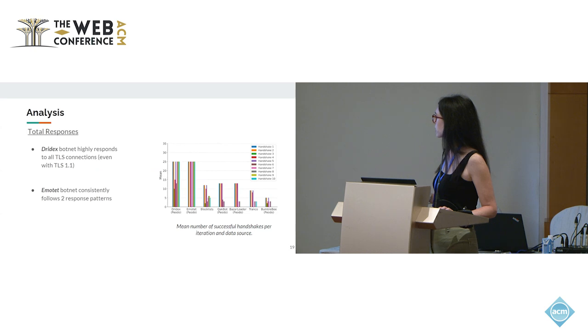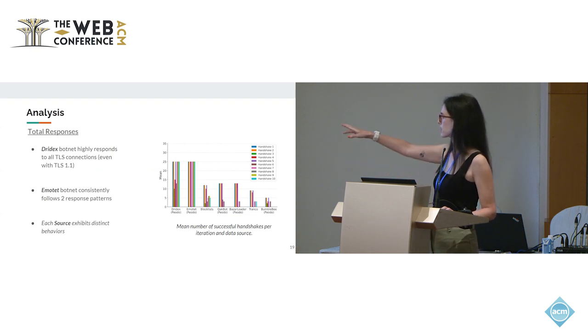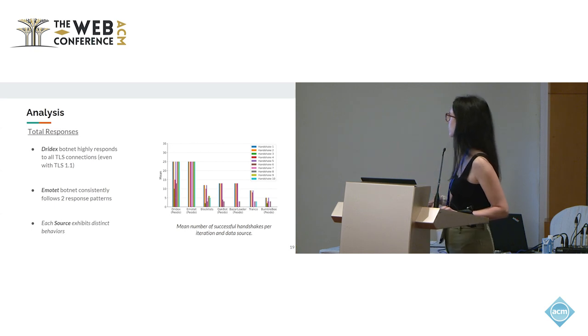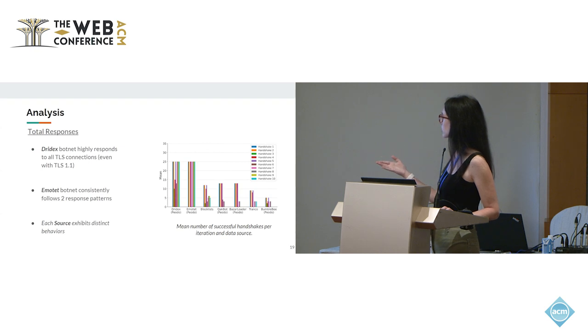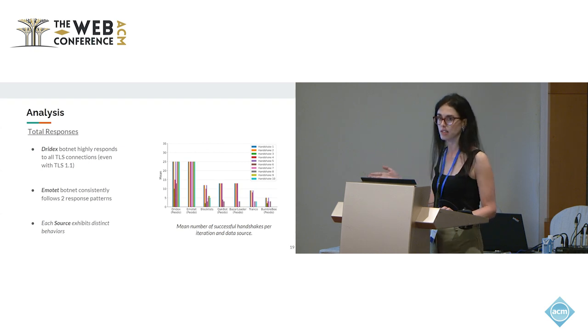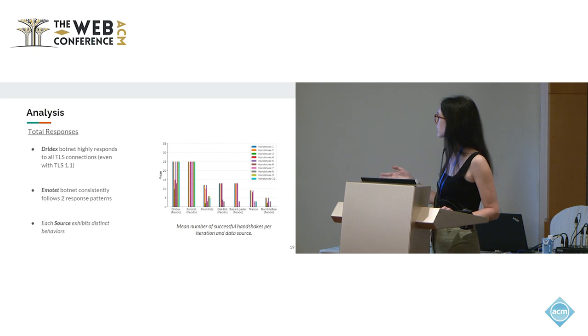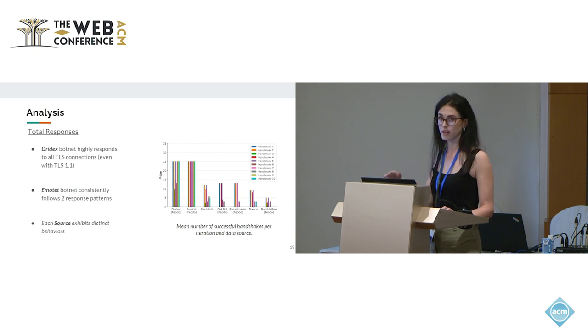Okay, so in this figure, we can see some examples of the mean number of successful handshakes per data source. You can see that we have some servers operating in the Dridex botnet, in the Emotet botnet, and Tranco, etc. For example, the servers that operate in the Dridex botnet highly respond to all the TLS connections that we started, and we can also see that the servers operating in the Emotet botnet are super consistent in their responses.